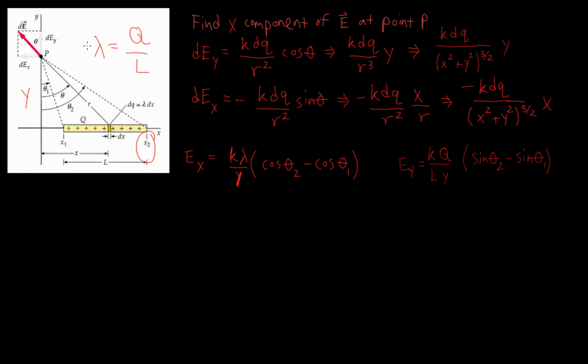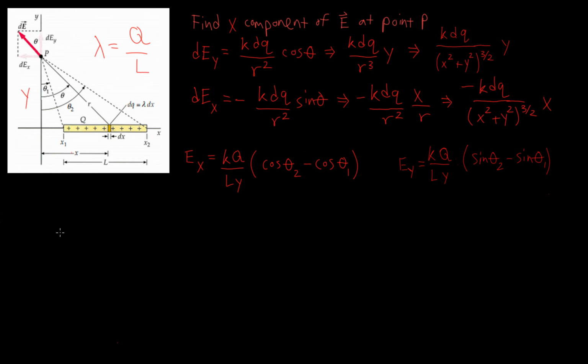Also remember that the linear charge density is the total charge divided by the total length of the line segment. So we can substitute this expression into the linear charge density variable and further simplify. Now we have the electric field in the x direction at point P, and we have the electric field in the y direction at point P.